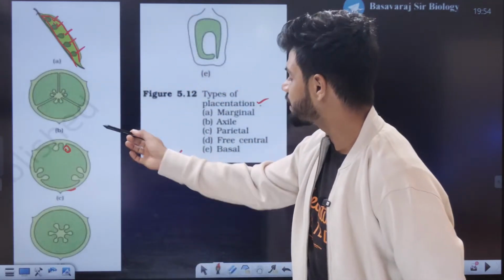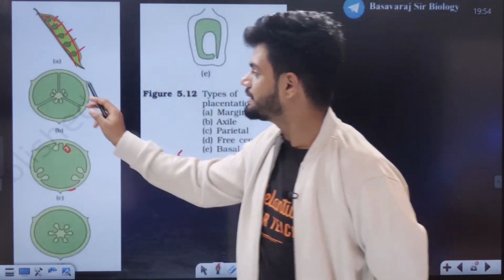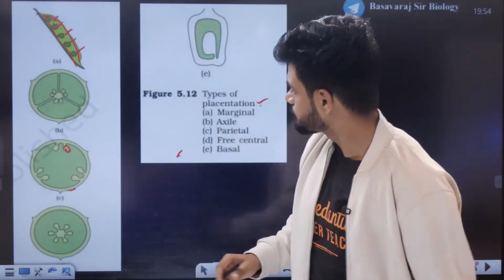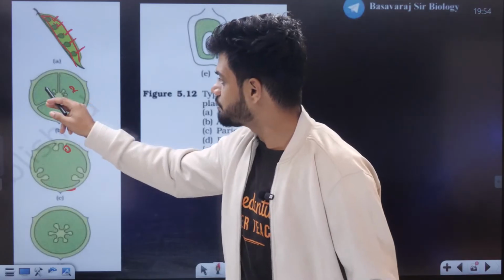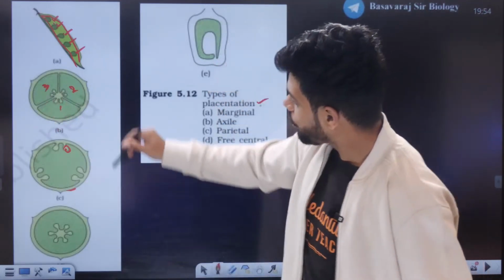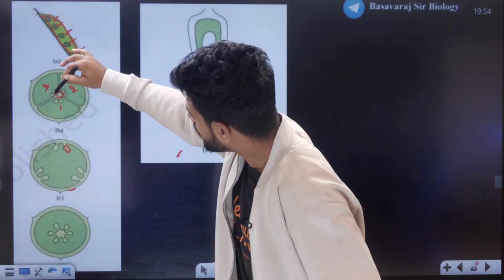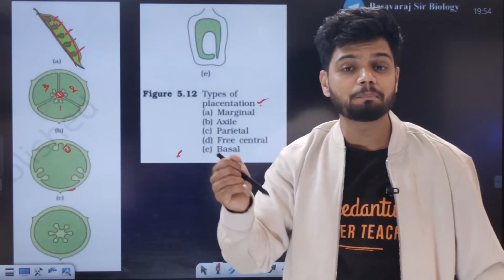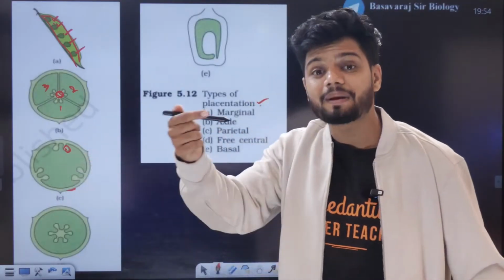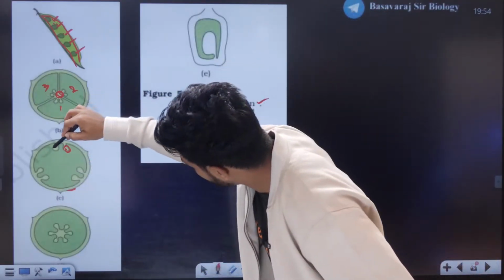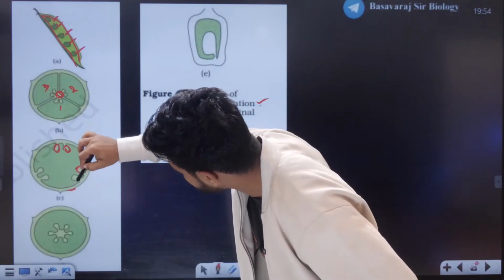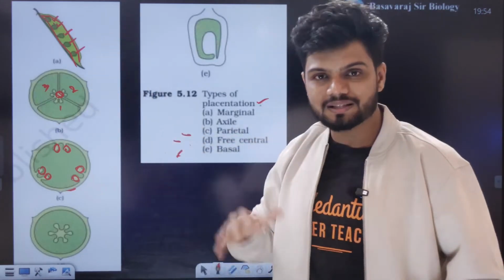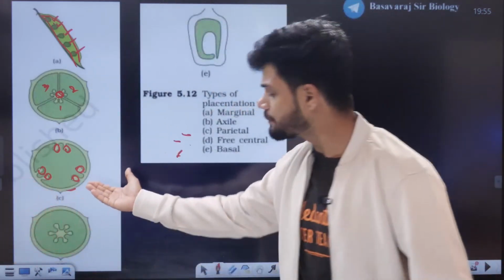Then the second one is axial placentation. Here the entire ovary is divided into multiple segments. You can see there are multiple chambers here, and all the ovules are present in the center, arranged on the placenta. The same goes for parietal, but parietal means peripheral. All the ovules are arranged on the periphery. Can you see here? Now this diagram is parietal placentation.